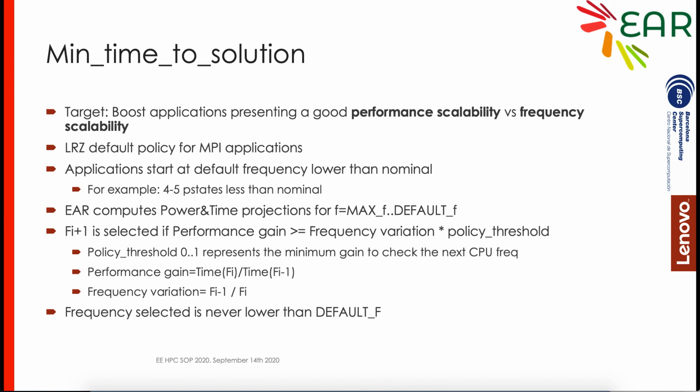The policy accepts what we call a policy threshold that reflects the minimum gain required to check the next CPU frequency, and the next one, and so on, between the default frequency, which is lower than the nominal, typically 4-5 P-states less, up to the maximum. For instance, in the paper we executed our applications in a system where the maximum frequency is 2.4 gigahertz, and we selected a default frequency of 2.0 gigahertz.